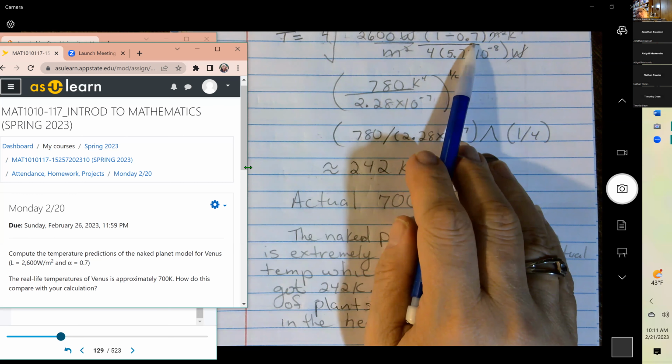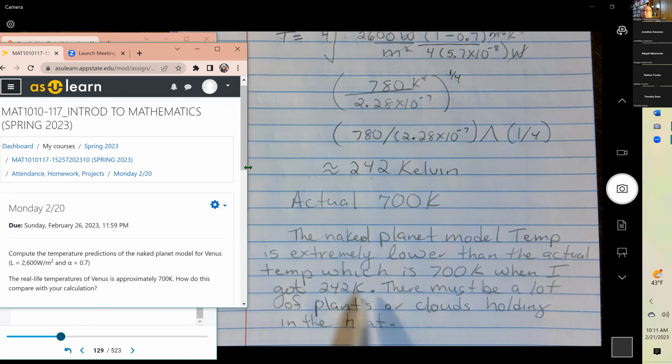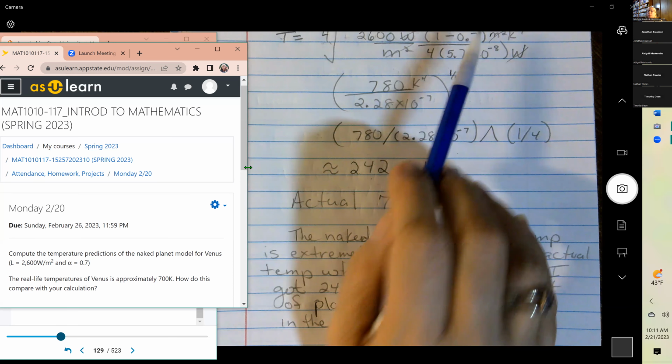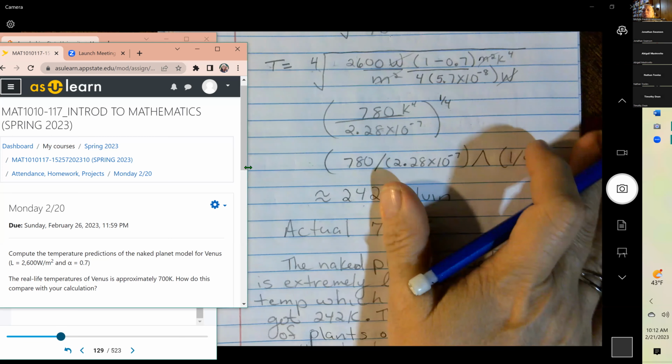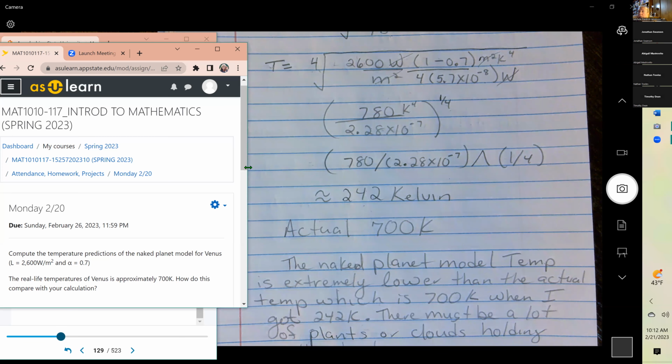Because remember, that's how much is being reflected. But if this planet is this hot, maybe it's not reflecting as much as they think. But something that shows that they're different, that it's extremely lower, they're not even close. And so something's wrong, whether there's a lot more heat being held in, and so the naked planet model is not a good example, or their 0.7 is wrong. Maybe it should have been smaller. Earth's is 0.3.